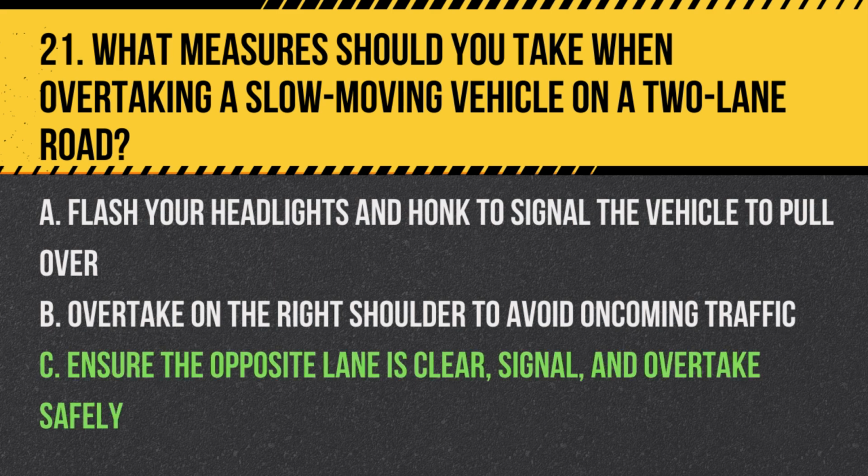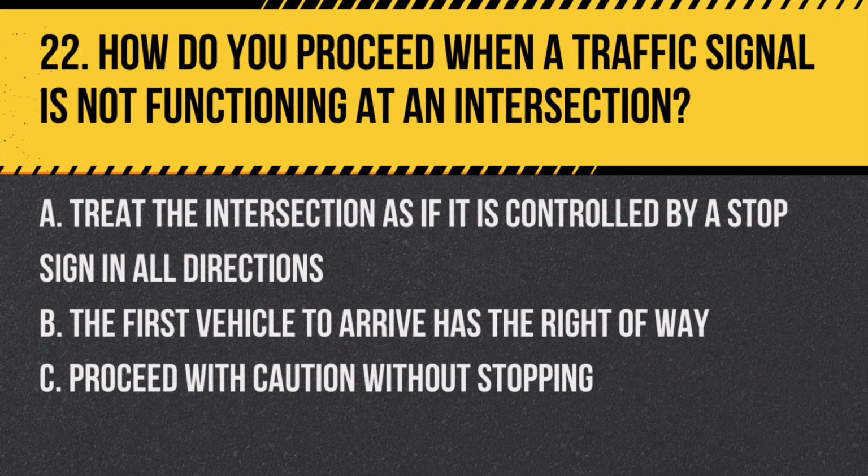Answer: C. Ensure the opposite lane is clear, signal, and overtake safely. It's important to overtake only when it's safe, ensuring there's enough visibility and space to do so without risking a head-on collision. Question 22. How do you proceed when a traffic signal is not functioning at an intersection?